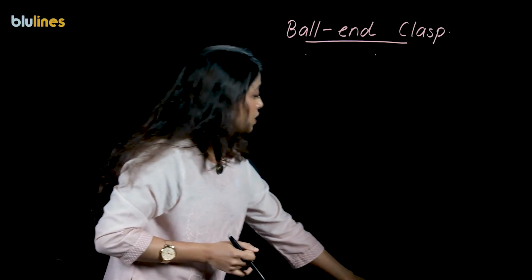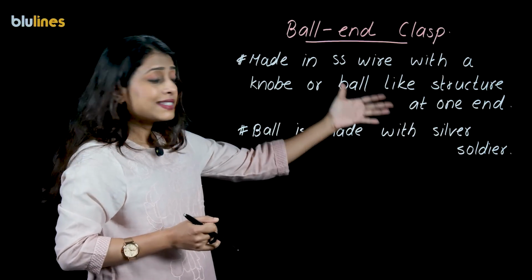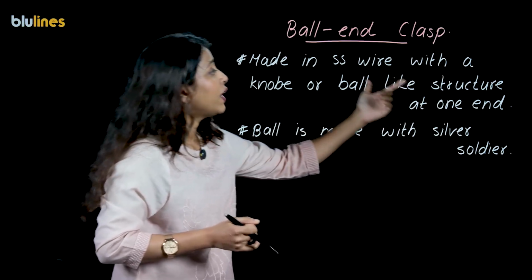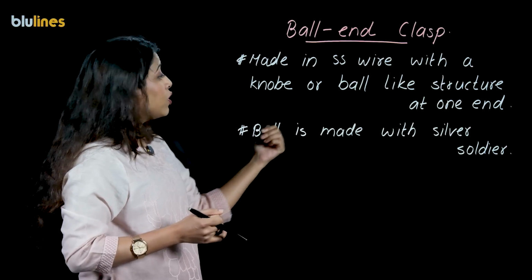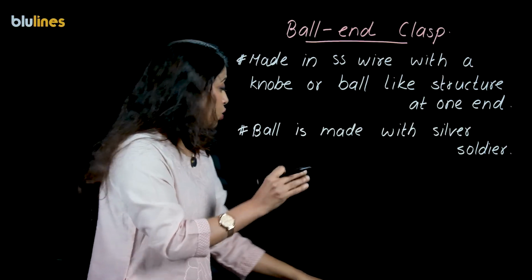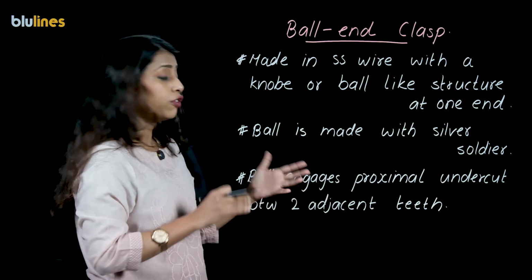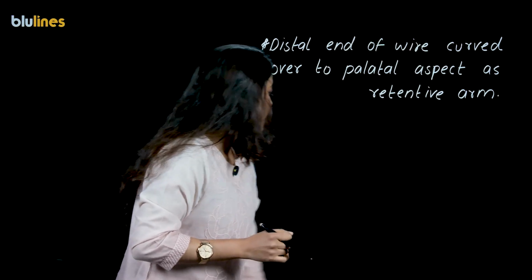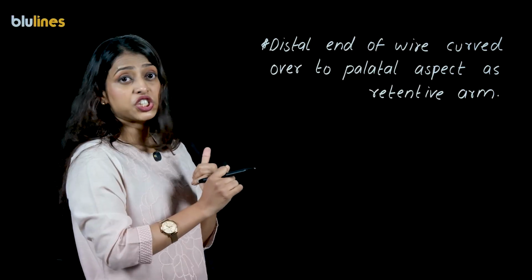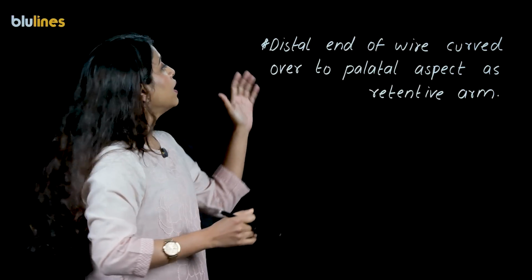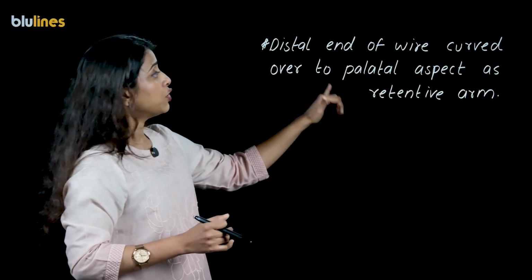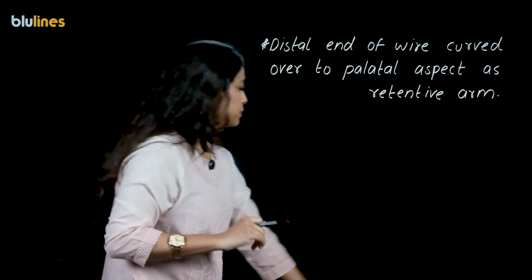Ball clasp. Made in stainless steel wire with a knob or a bowl-like structure at one end. The bowl is made up of silver solder. The bowl end engages the proximal undercut of two adjacent teeth. So this is again used for additional retention, that is, along with other clasps. The distal end of the wire is curved to the palatal aspect as the retentive arm.